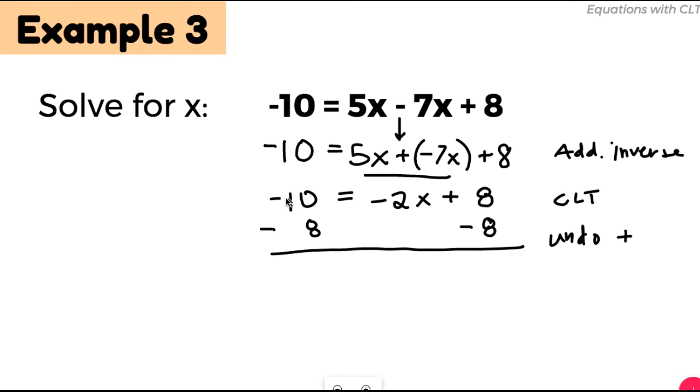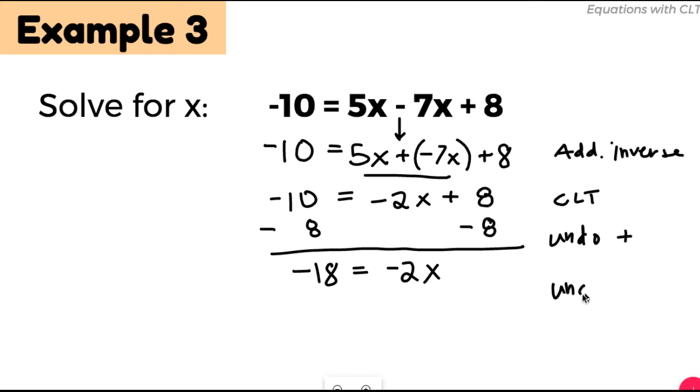Now this is negative 10 minus 8. But again, in our heads, that gets a little confusing. So let's look at this as negative 10 plus negative 8. It's the same exact thing. It's just a different way of looking at the numbers. Negative 10 plus negative 8 is negative 18. Bring down our negative 2x.